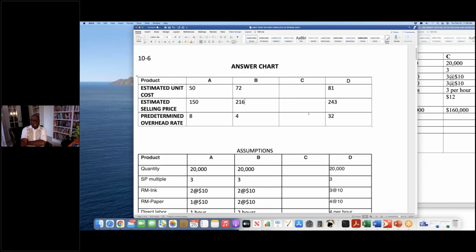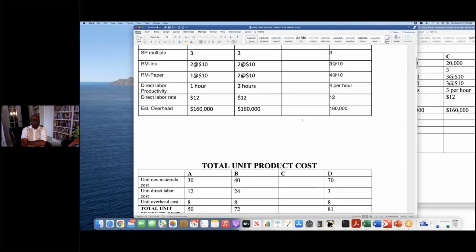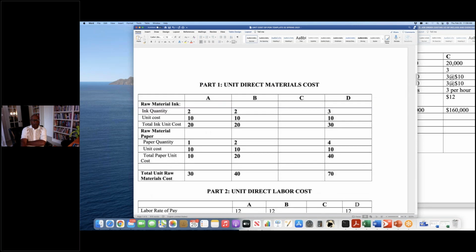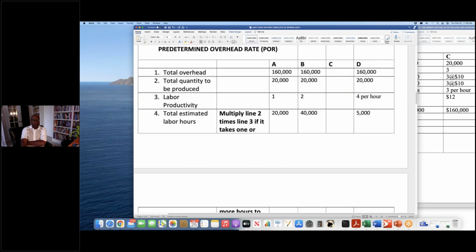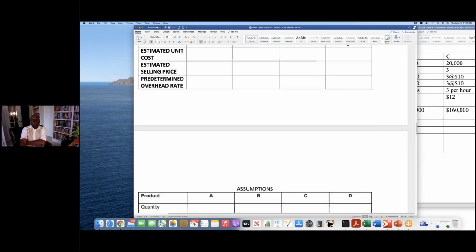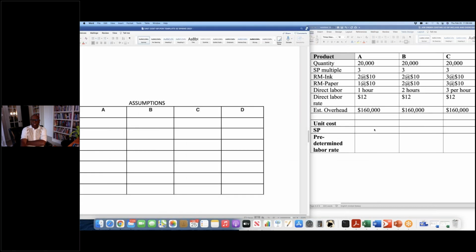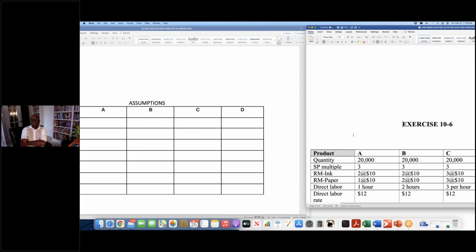I'll go. Okay, Harris, which one do you have? 10-5. So we said 10-5 D. So we said we would make this 10-5 now. Okay, so we need some assumptions in here. We got the B one. So let's see if we can find some assumptions.